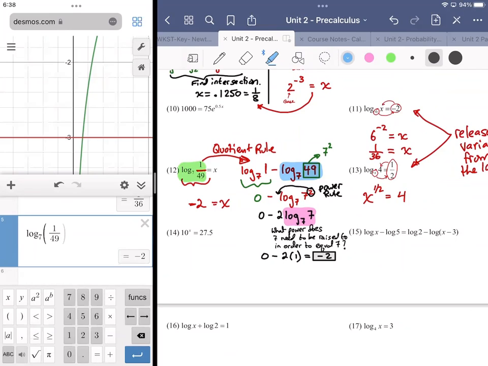Okay? Just to put a ribbon on number 13, we never solved for x. In order to get rid of that power of 1/2, I can raise both sides to a power of 2. And that's one of the properties of exponents. If you raise a power to a power, you multiply the powers. Power to a power, you multiply the powers. It's very alliterative. Right? But 1/2 times 2 is 1. So this is really x. On the right is 16. It actually became a pretty easy problem once we released the variable from the logarithm. Doesn't always play out that way, but it's nice when it does.